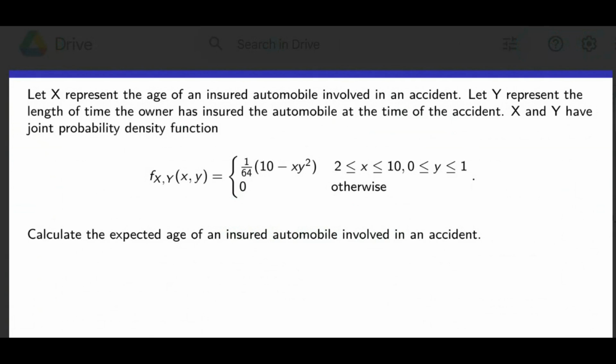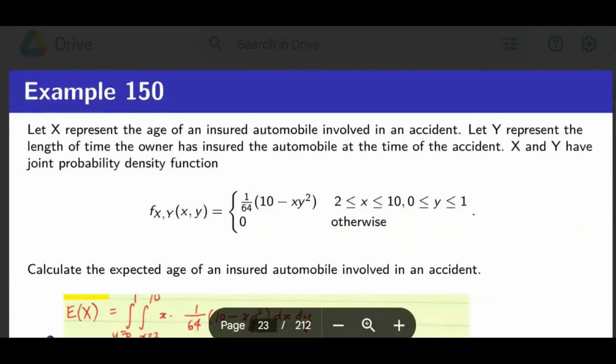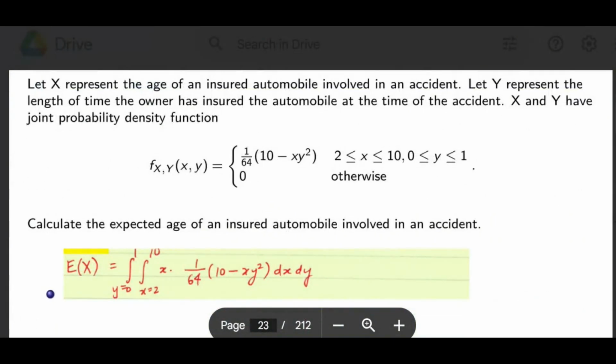Calculate the expected age of an automobile that's involved in an accident. So you see, you want the expected age. Now, which variable is the age? X, right? Which means I actually want E[X], the expected age.